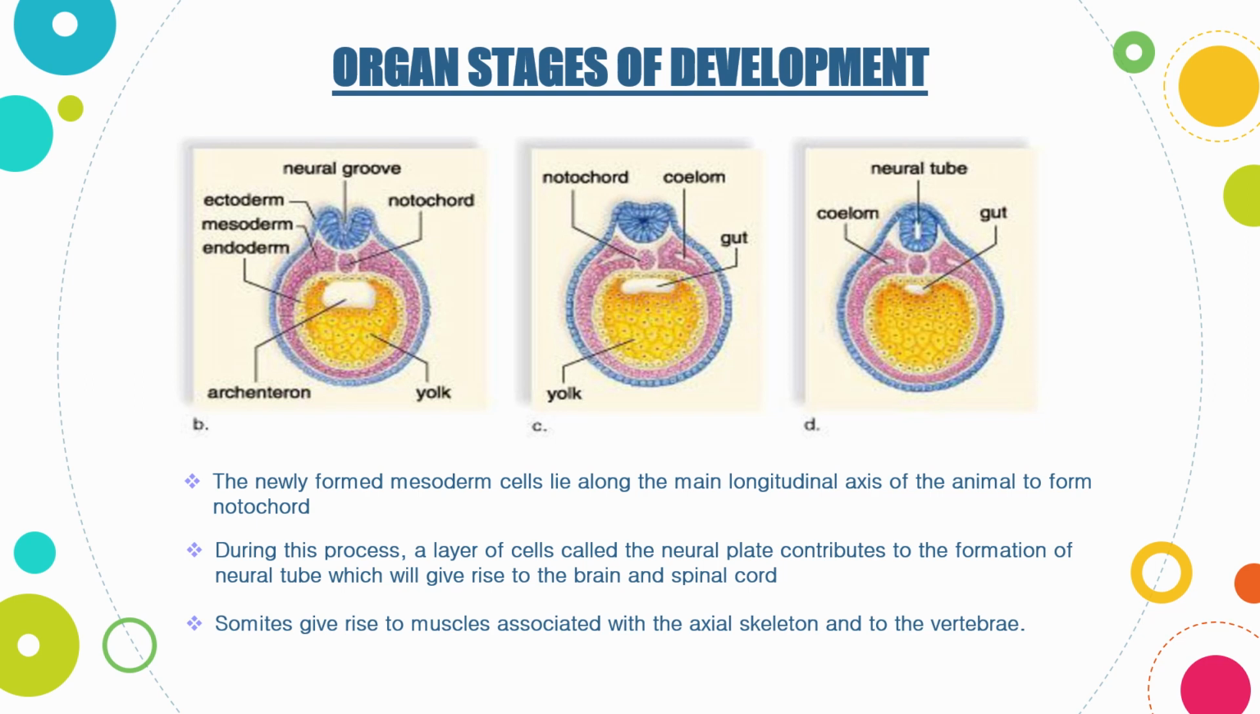Midline mesoderm cells. Mesoderm, if you can see in the image, is the one in the middle. So these midline mesoderm cells that did not contribute to the formation of the notochord now become two longitudinal masses of tissue. These two masses become blocked off into somites. These somites will eventually give rise to muscles associated with the exoskeleton and to the vertebrae.